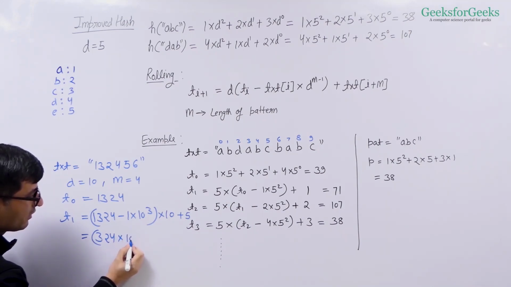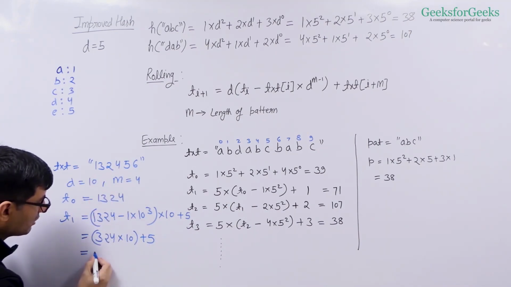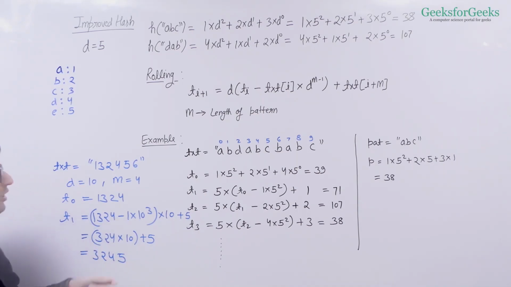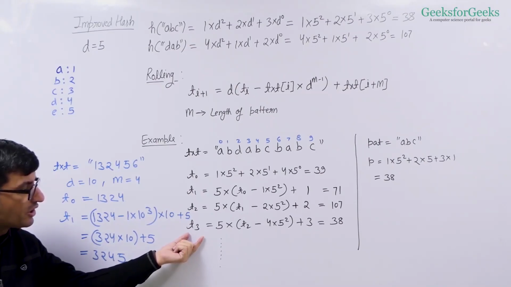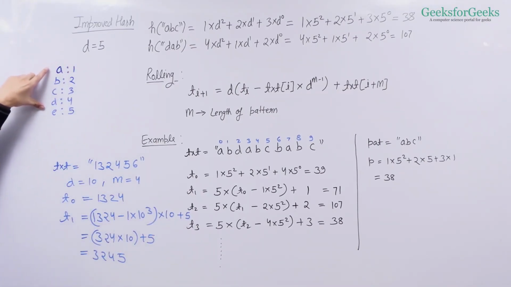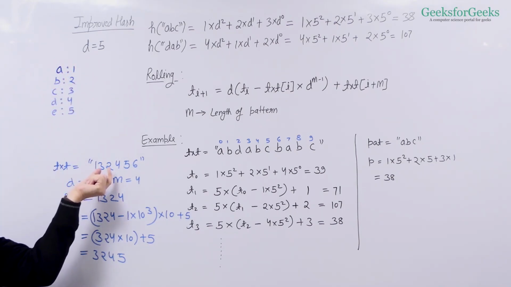Multiply by 10 plus 5. So you get your required number, which is the value of the next window, 3245. You can consider these computations the same as this computation. This is just in base 5. We have 5 characters, so we have taken d equal to 5. Here we had a total of 10 possible digits.